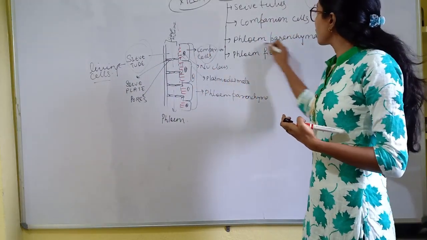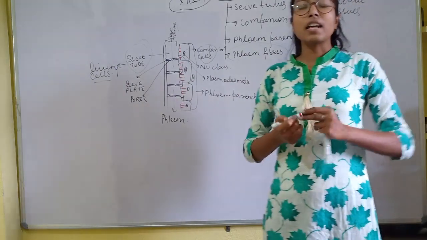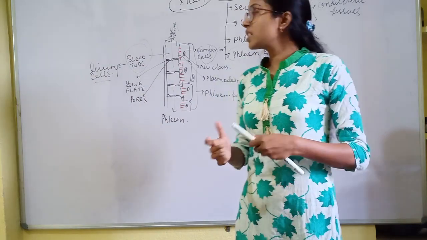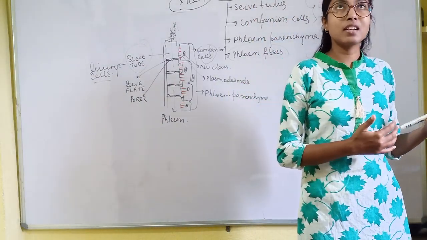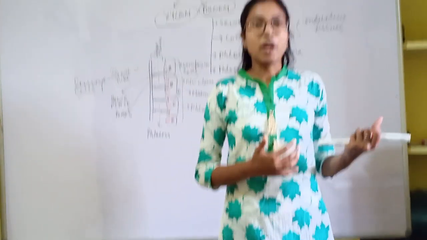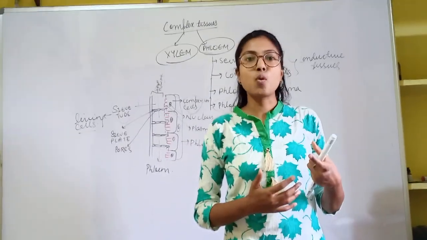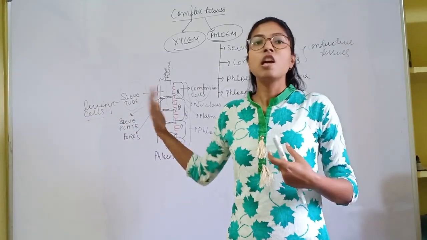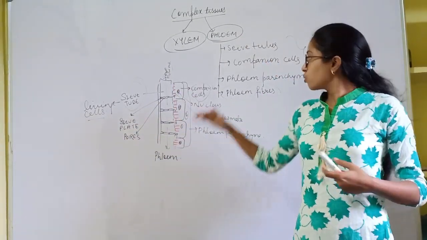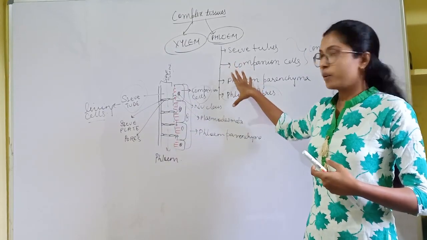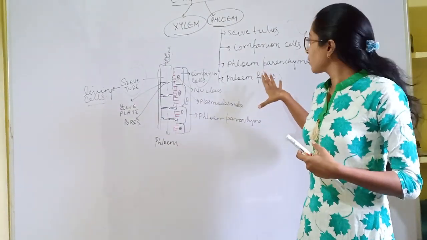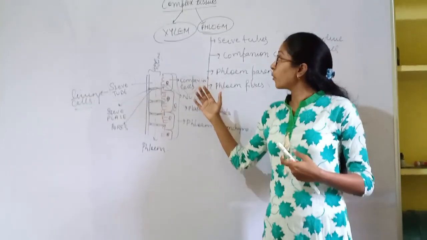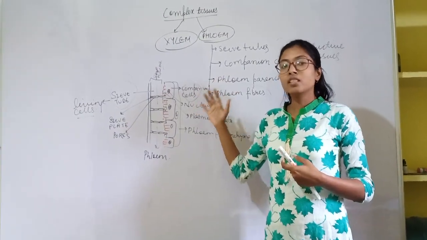Now the last is phloem fibers. Now I said phloem fibers are dead because at maturity they become dead. In a similar way as xylem fibers provide mechanical support to the xylem, phloem fibers provide mechanical support to the phloem or the plant. So this was all about the phloem. Means they have 4 types of cells, and each cell has a particular function. That's why phloem is known as a complex tissue.